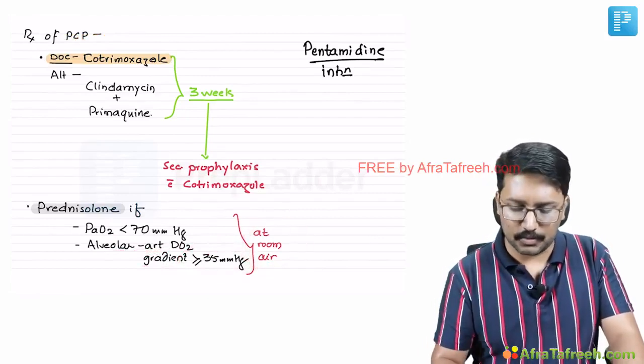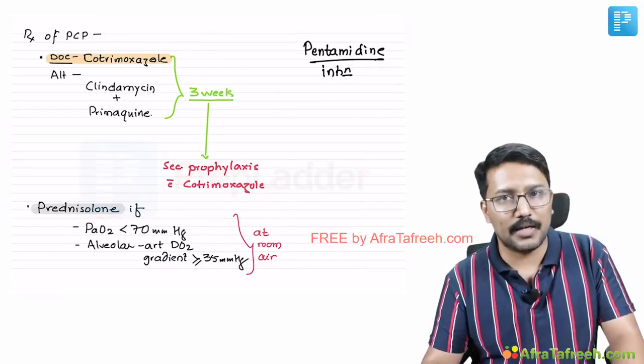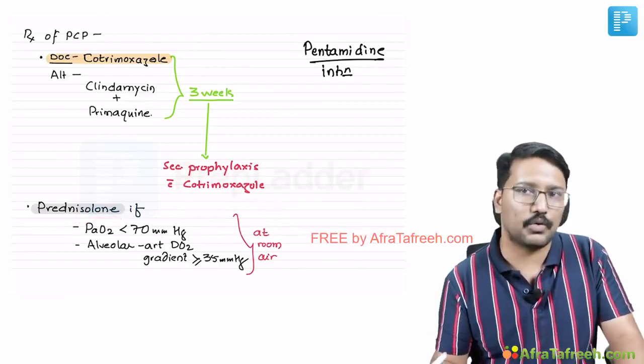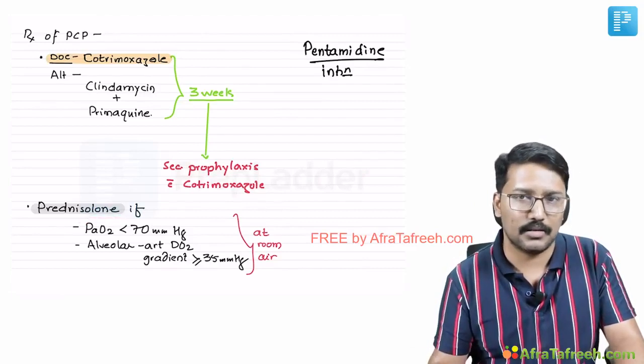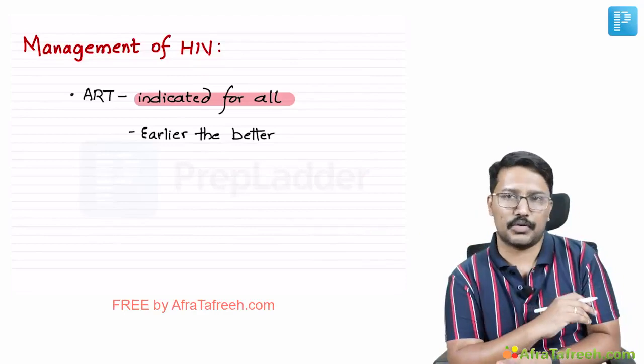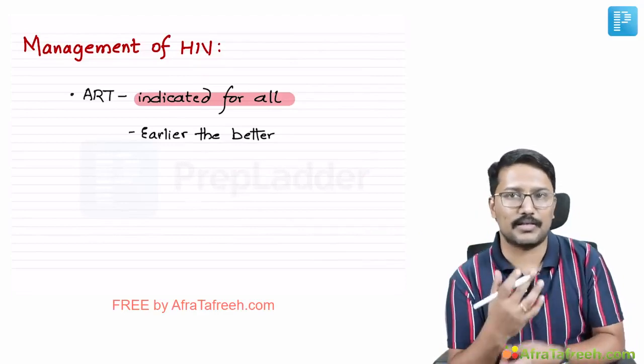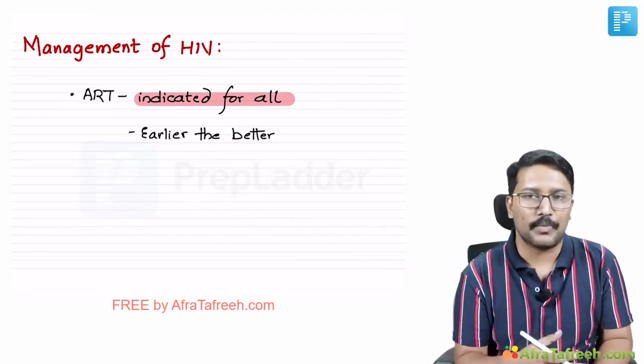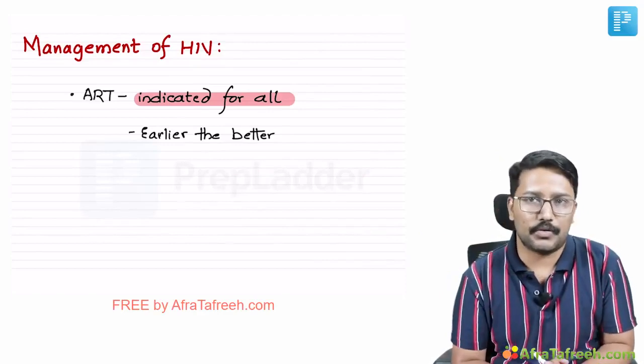Clear? So it is only indicated if there is significant hypoxia. Otherwise, routine use of prednisolone in PCP pneumonia is to be discouraged. Okay. Now, we have addressed all the systemic manifestations and some key opportunistic infections. I do agree that some of the things like toxoplasmosis and all need to be covered. We will be addressing them through separate videos, right?